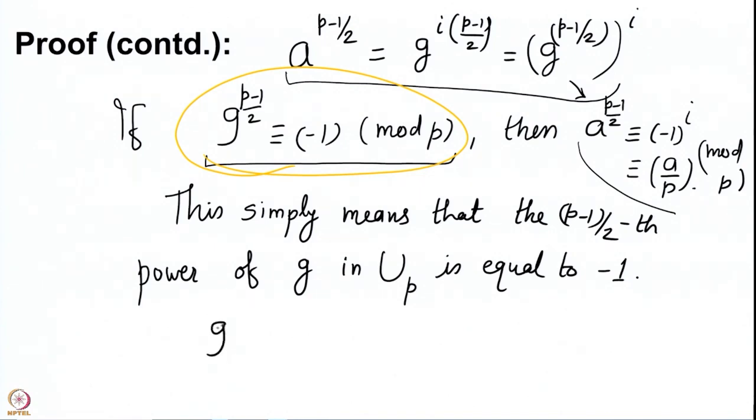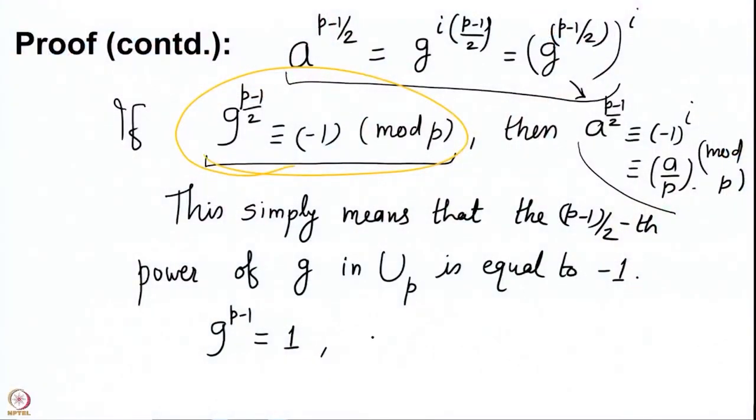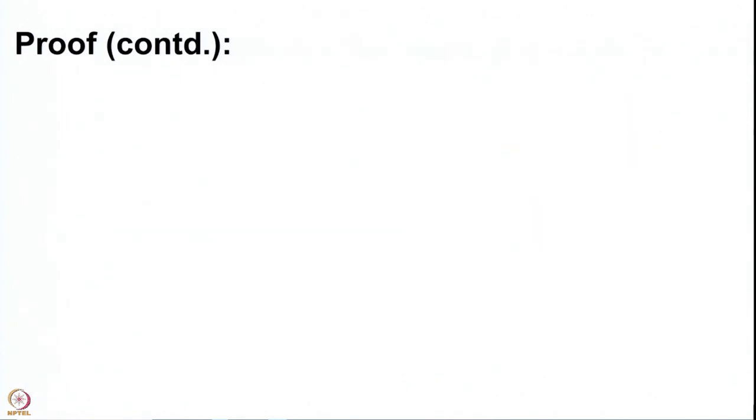First of all, we note that g to the p minus 1 has to be 1 because g being primitive, the order of g is the cardinality of U_p, which is p minus 1. So, g to the p minus 1 is 1, which says that if you take the power g to the (p minus 1)/2 and square it, then you get 1. So, this element here is a square root of 1. So, the possibilities are that g to the (p minus 1)/2 is equal to 1 or minus 1.